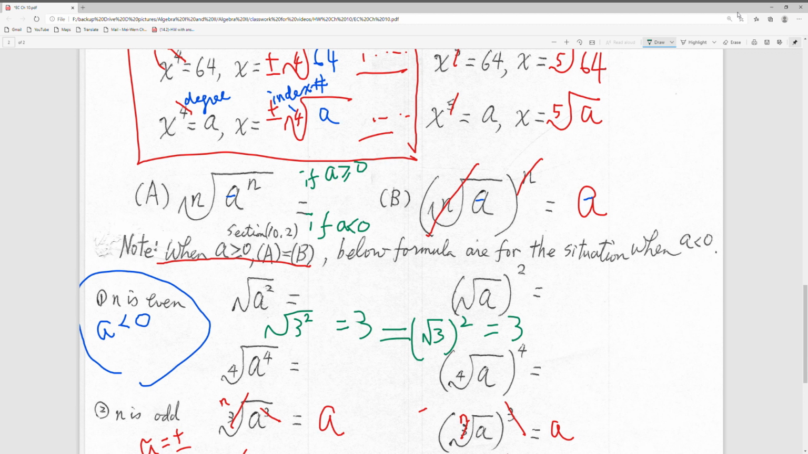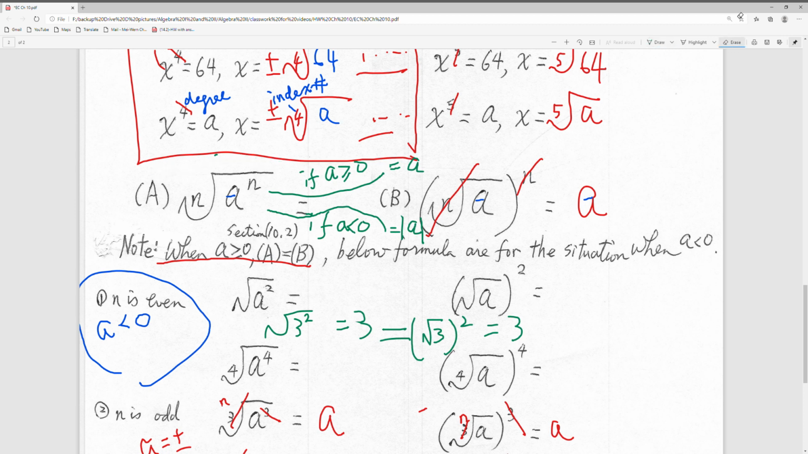But if A is positive, then no problem. This one equals A. But if A is negative, then this one equals the absolute value of A, because you need to guarantee it when n is even. When n is an odd number, it doesn't matter. Negative is negative, positive is positive.